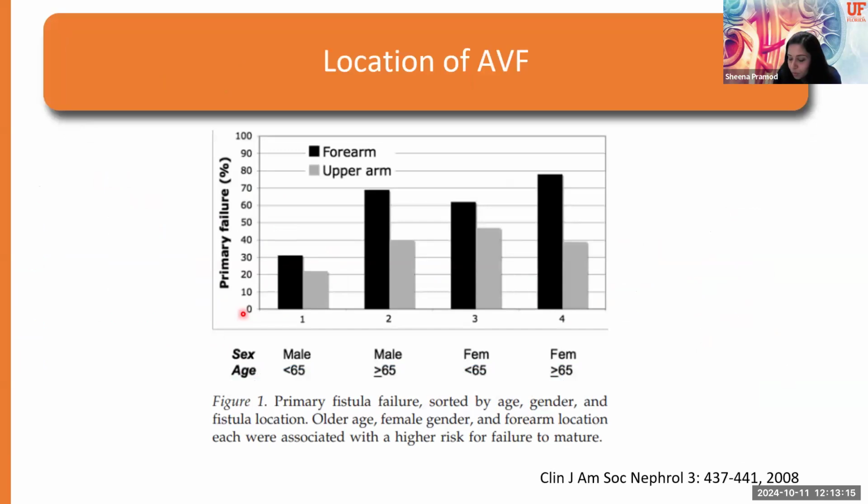Now, does the location of your AV fistula matter in terms of outcomes? And this study looked at patients who were younger than 65 and patients who were older than 65 and divided them into male and female. And they found that in patients who were less than 65, there was no statistical difference whether the fistula was placed in the forearm versus the upper arm. But compared to that, older adults, more than 65, and female patients seem to have an increased primary failure rate with forearm fistulas compared to upper arm fistulas.